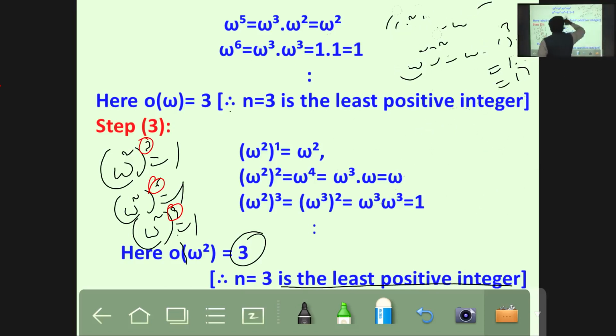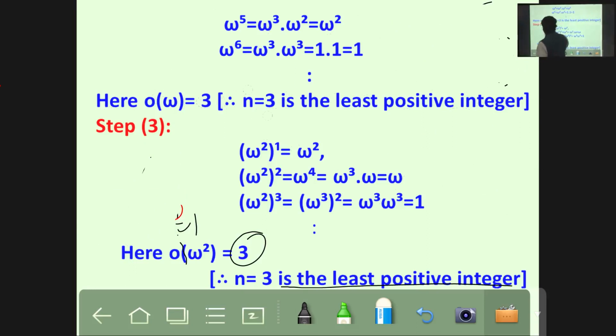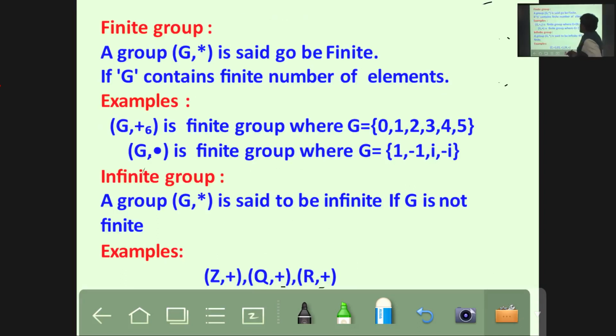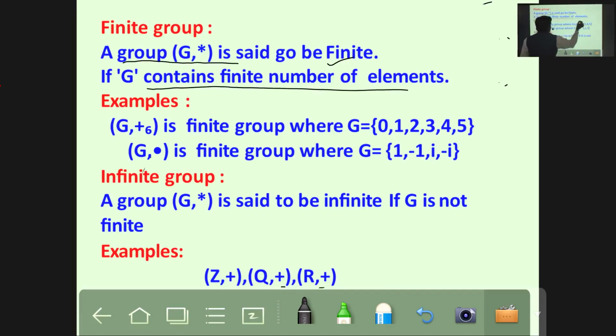So by using the definition of order of an element, you can find the order of an element in a group easily. Next, definition: what is a finite group? A group G is said to be finite if G contains a finite number of elements. For example, G under addition modulo 6.